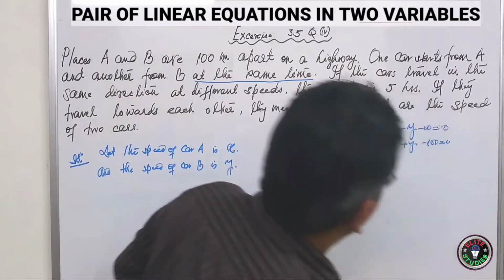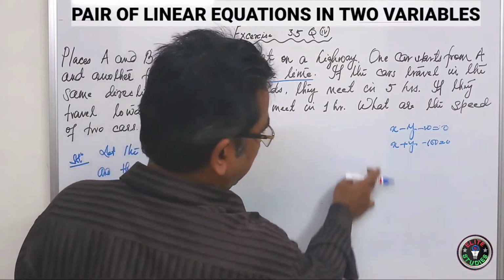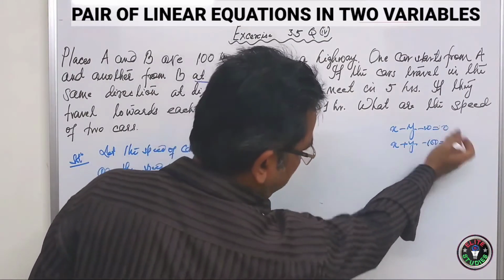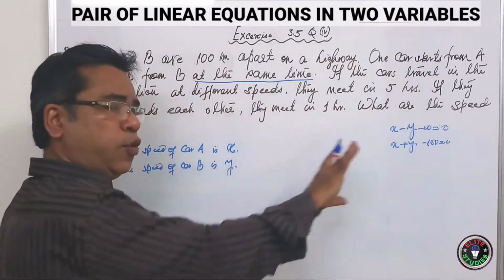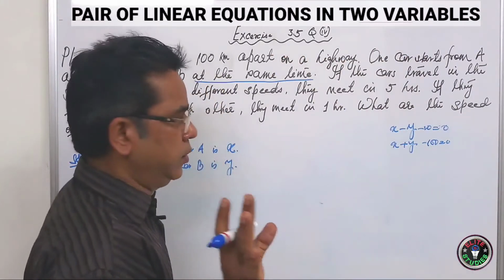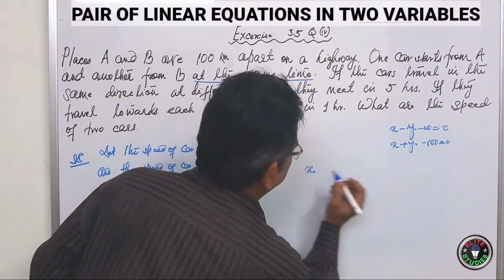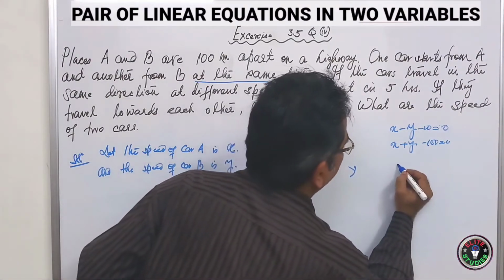For solving a given pair of linear equations by the cross multiplication method, you have to write the constant term towards the left, meaning you keep 0 towards the right. This is very essential, otherwise the answers will be wrong. How to do it? The trick is, you write here x, here y, and here 1.